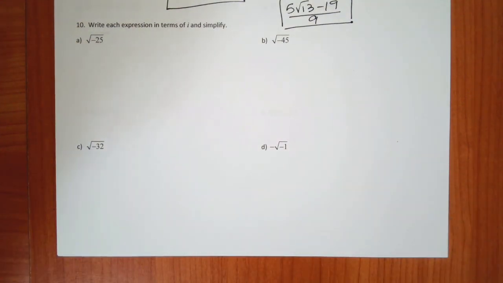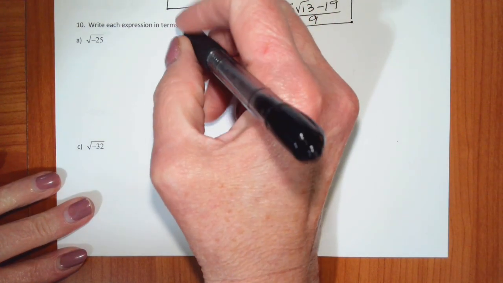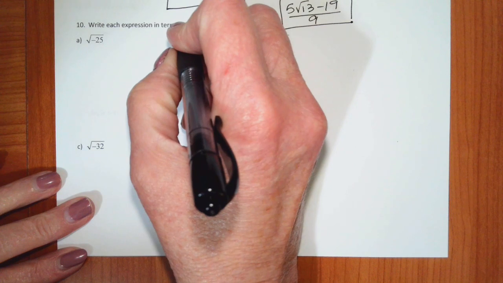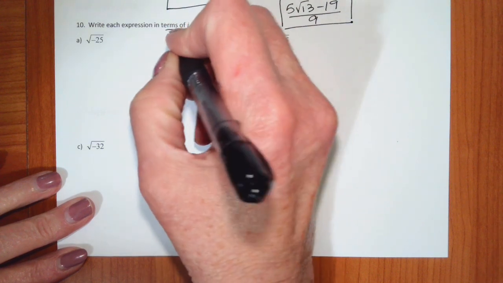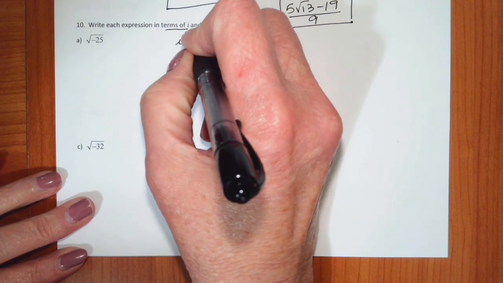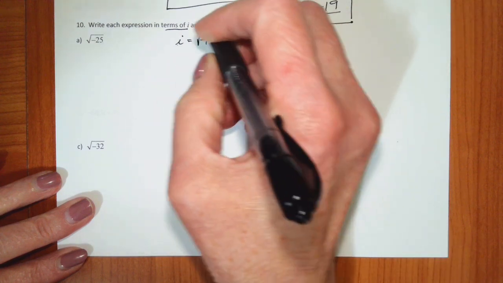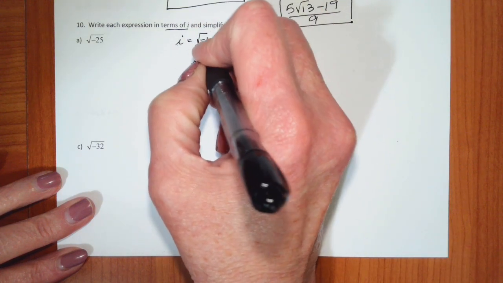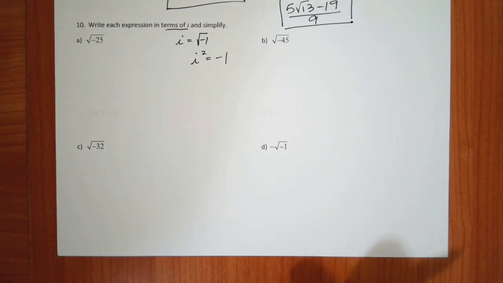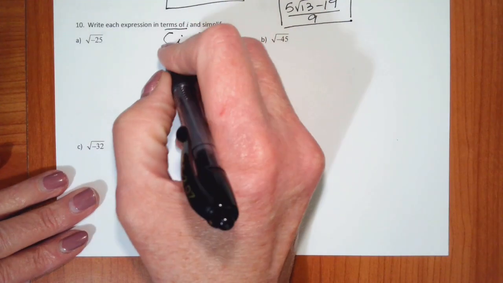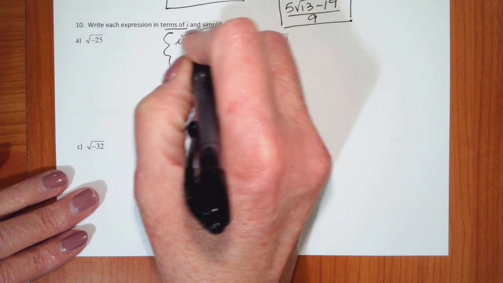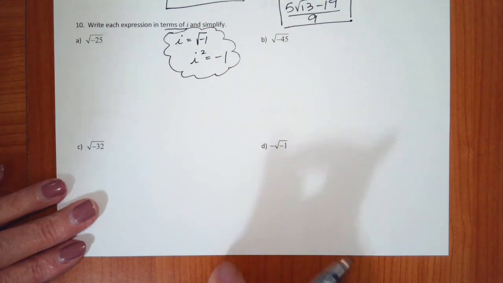Okay, so we're finally done with radicals. Well, kind of, but now we're going to move on to imaginary numbers. The things to remember here is if we want to write them in terms of i, i is equal to the square root of -1, or i squared is equal to -1. So that's what you have to remember in terms of this. And you always take care of the i's first.